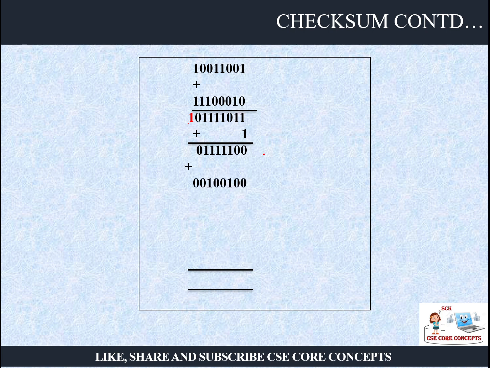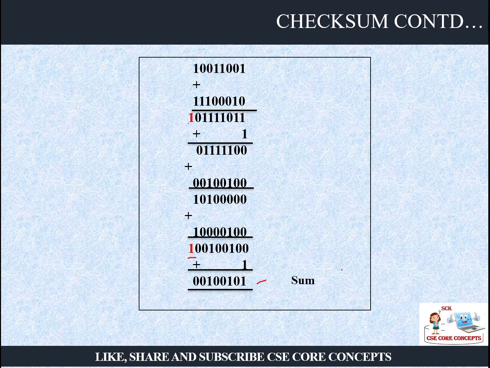Now we add the third segment to this, where we did not encounter any carry bit, and so we continue by adding the fourth one. This is the result we are getting. Again we get one carry bit here, so we add it. This is the final answer of the addition of all the 4 segments.